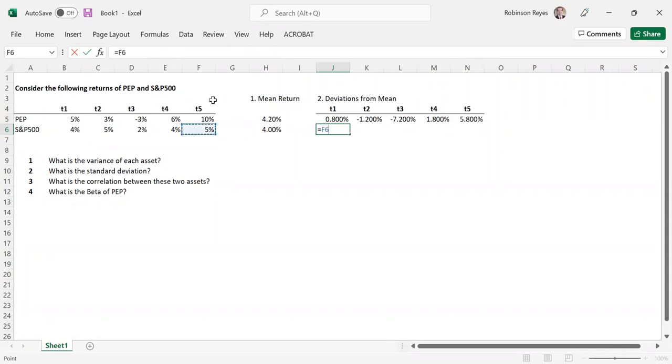Now let's do the same thing for S&P 500. So we will have this, and then we can scroll again to the right, and now we have the deviations from the mean, right? So how much the return we actually obtained, the realized return, is above or below the mean. Now let's take a third step, which is square the deviations.